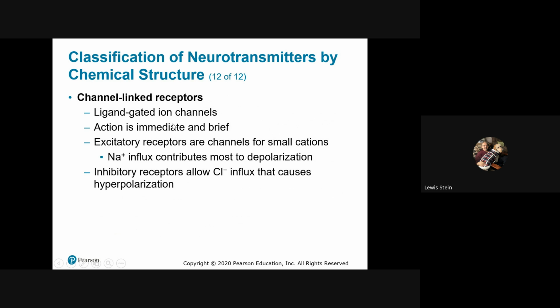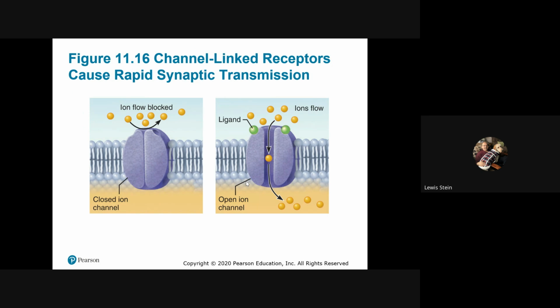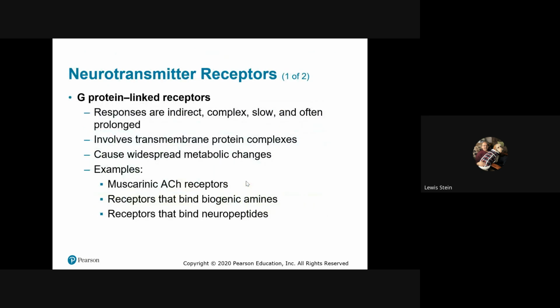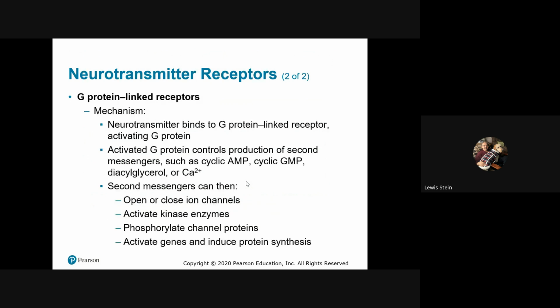So again, ion channels, immediate and brief. Sodium influx, inhibitory chloride influx. That's what I told you before. Those are rapid. It doesn't take a lot. G protein link, longer time. We'll get to muscarinics in the next chapter. Biogenic amines, neuropeptides, and you can see all the things that the second messengers can do. They can open and close ion channels, but it's not immediate. Kinase enzymes, like we'll talk about when we get to diabetes with tyrosine kinase, phosphorylation, etc.